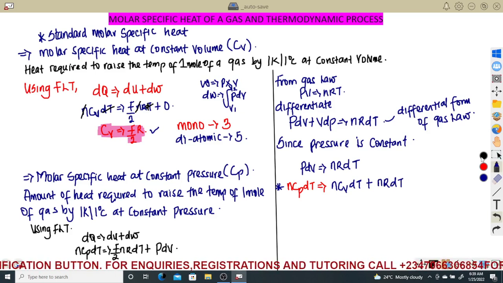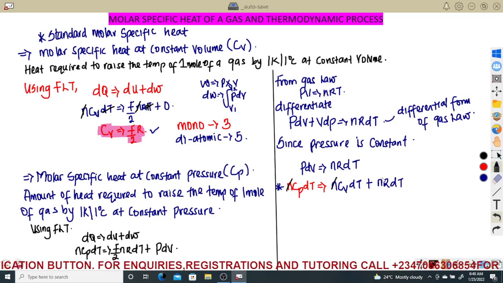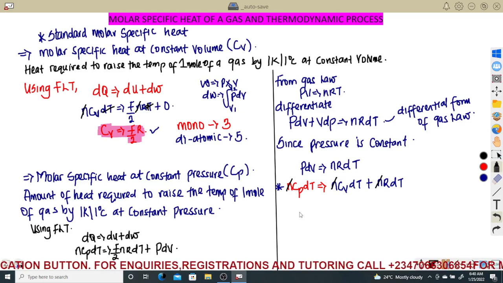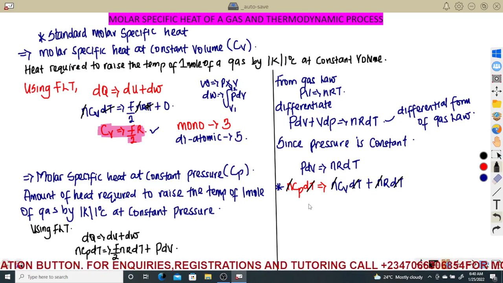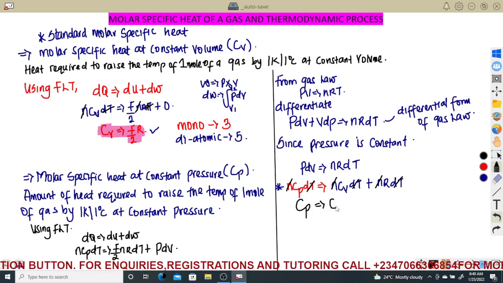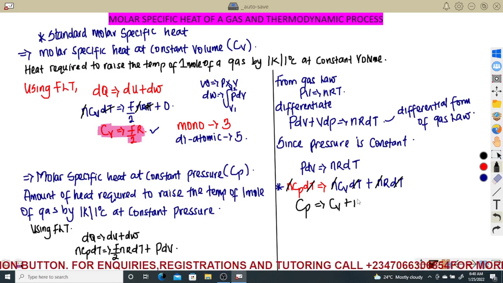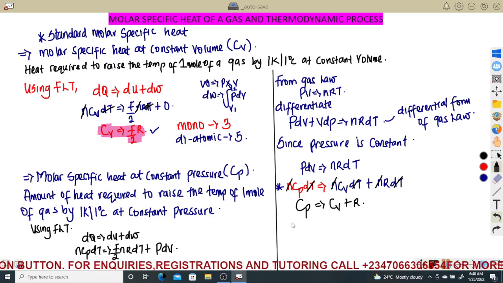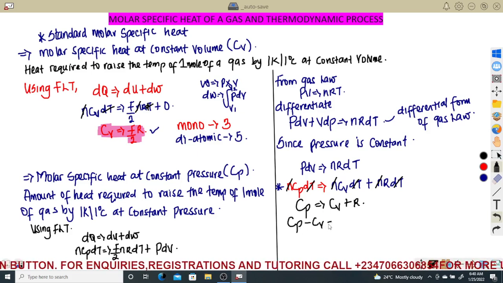Let's cancel out as usual. From cancellation, n gets cancelled out, as you can see. I hope students can see that dT also gets cancelled out. And what we have here, which is what you need to put, is Cp is equal to Cv plus R. Cp equals Cv plus R. So you can also say Cp minus Cv is equal to R.